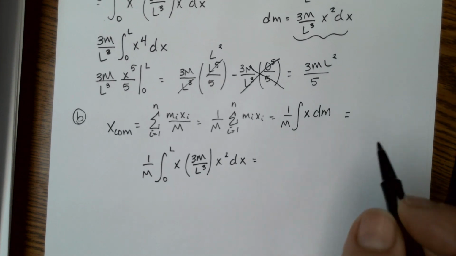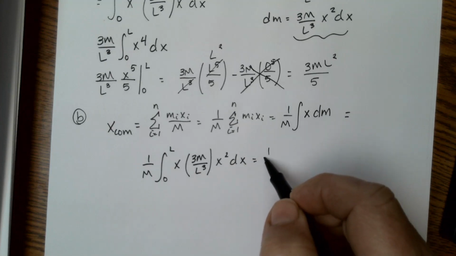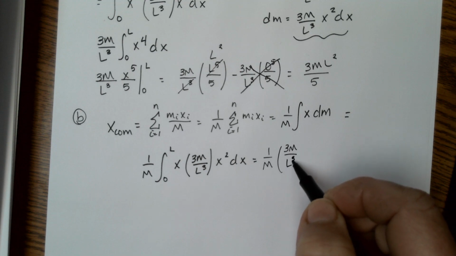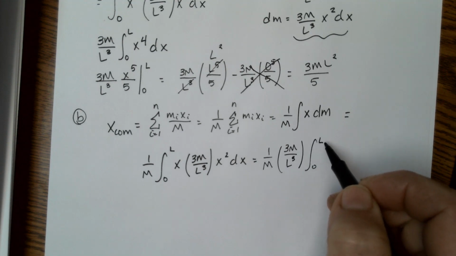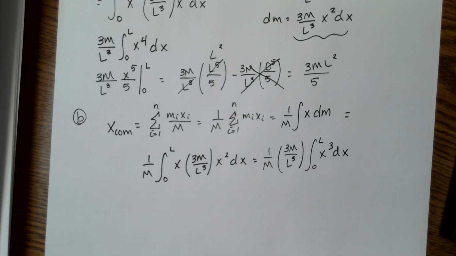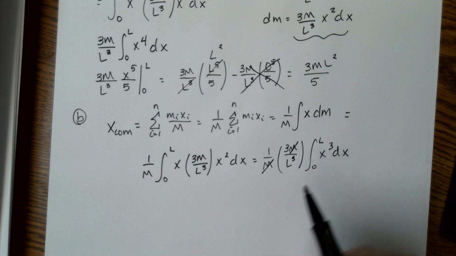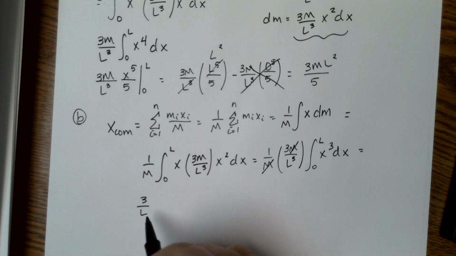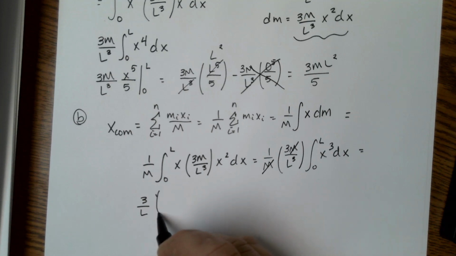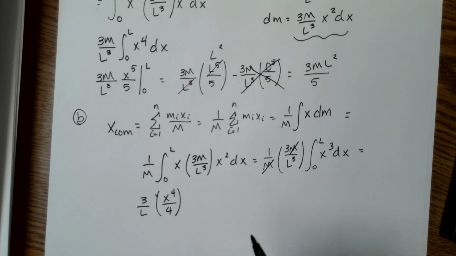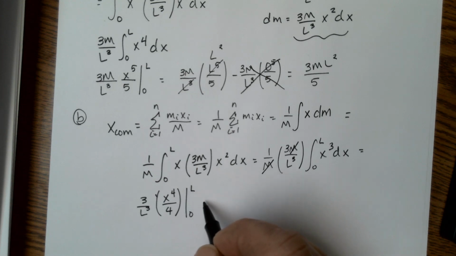Alright, so we're looking kind of ugly at the moment here, but I've got 1 over m outside. This is a constant, so it can come outside. We're going to integrate from 0 to L. x times x squared is x to the third dx. My m's can cancel immediately. Then I'm going to integrate, so I get 3 over L cubed times the integral of x to the third, which is x to the fourth over 4, evaluated from 0 to L.